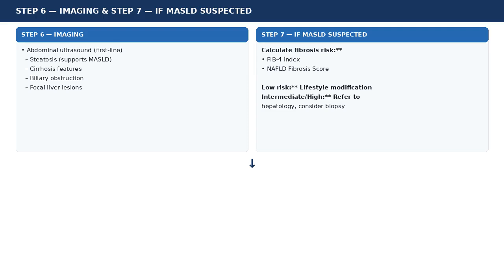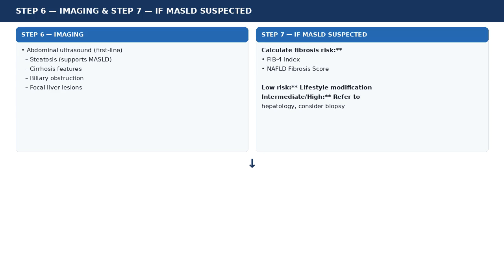Step 6 is imaging. Abdominal ultrasound is the first-line imaging modality used to assess steatosis, which supports MASLD diagnosis, cirrhosis features, biliary obstruction, and focal liver lesions.